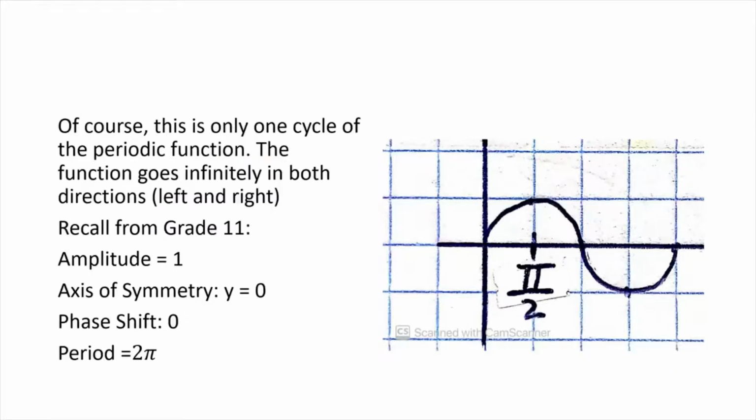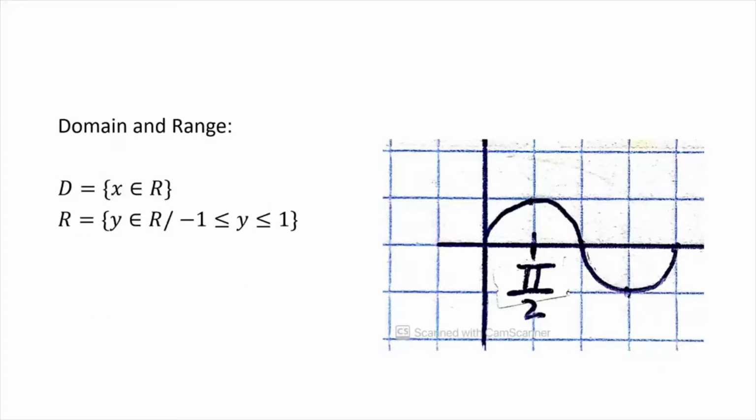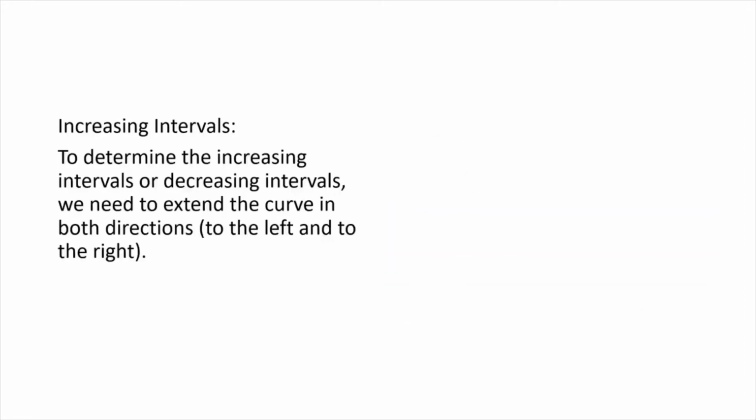Now, that's only one cycle of the periodic function, but you might recall from grade 11 that, similar to what we just said, the amplitude is 1, the axis of symmetry is at y equals 0, the phase shift is 0, and the period is 2 pi. Now, the domain is x element of the reals because any real number can be plugged in for the angle of a sine x curve. The range is all values between -1 and +1.